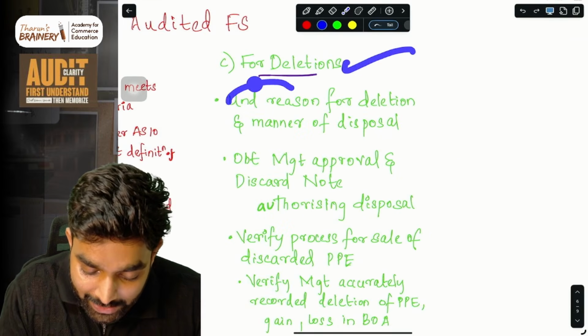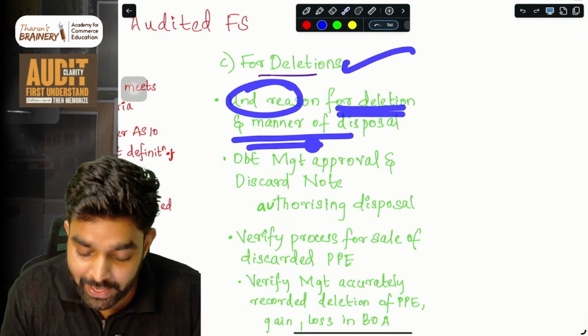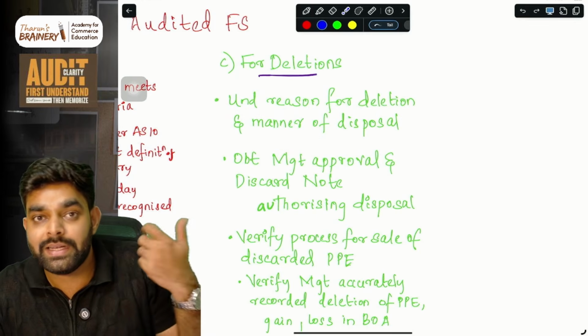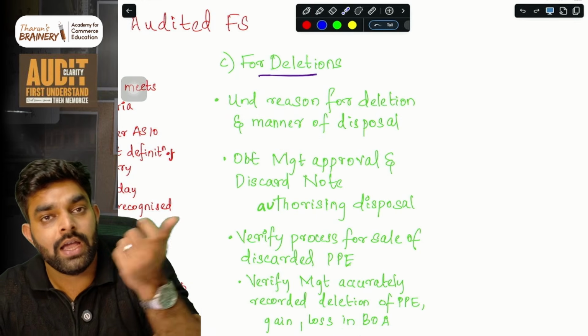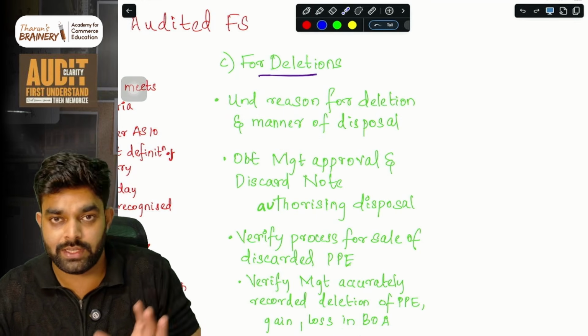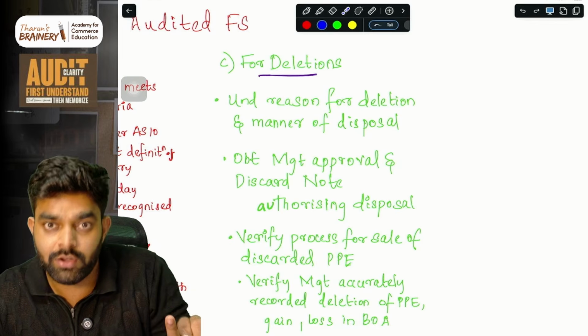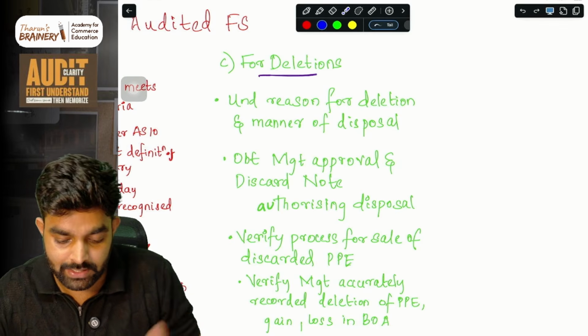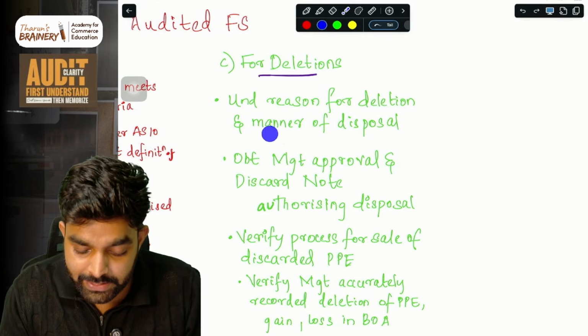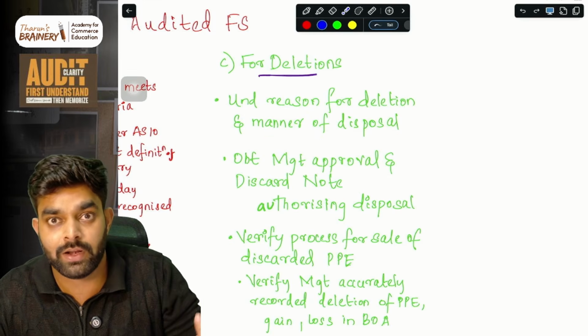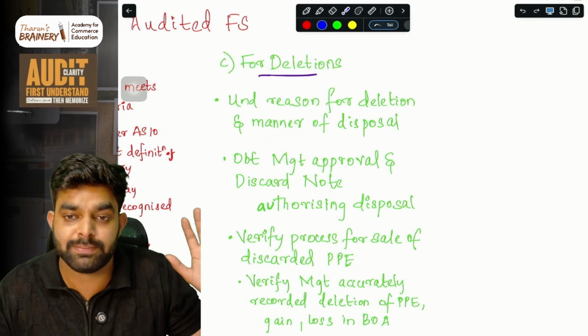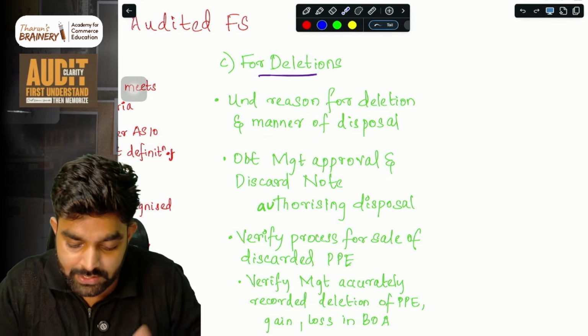For deletions, understand the reason for deletion and the manner of disposal. Why has that machinery been deleted? Last year 11 machinery was there. Current year it is not in the balance sheet or register. Why has it been deleted? Is it because it got damaged, or what is the reason? Understand the reason and how it has been disposed of, whether it has been sold to someone or whether it has been completely dismantled as scrap. All these things you have to check.